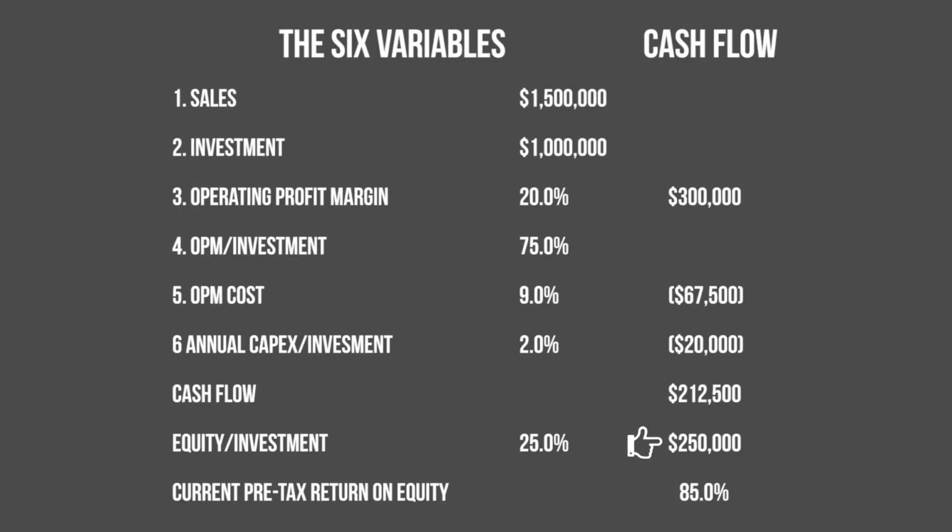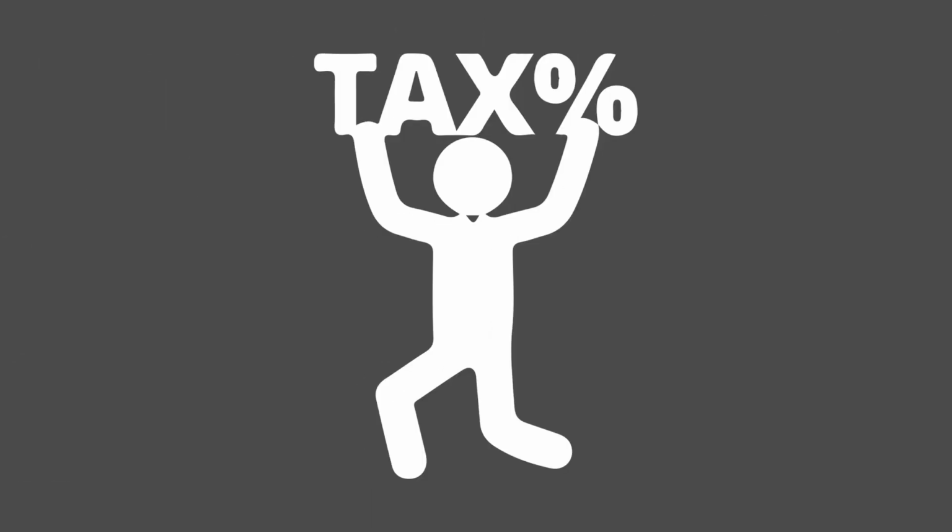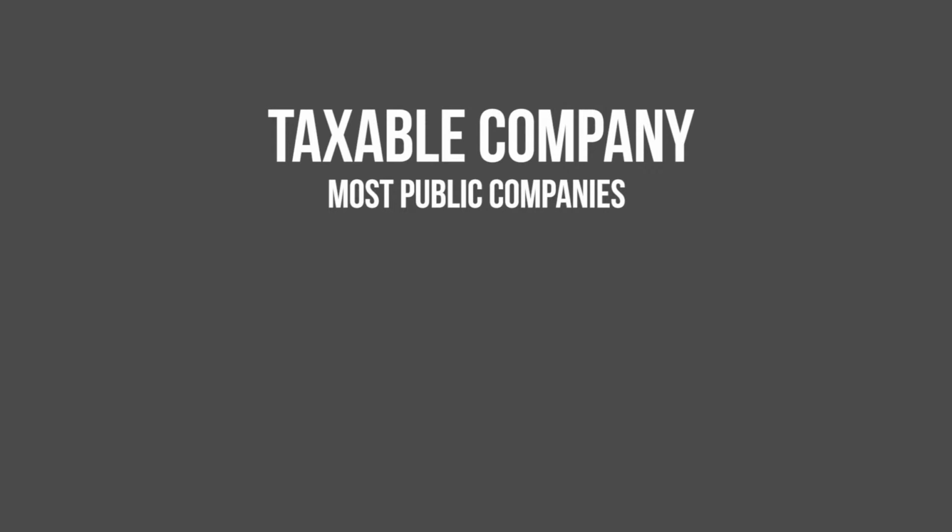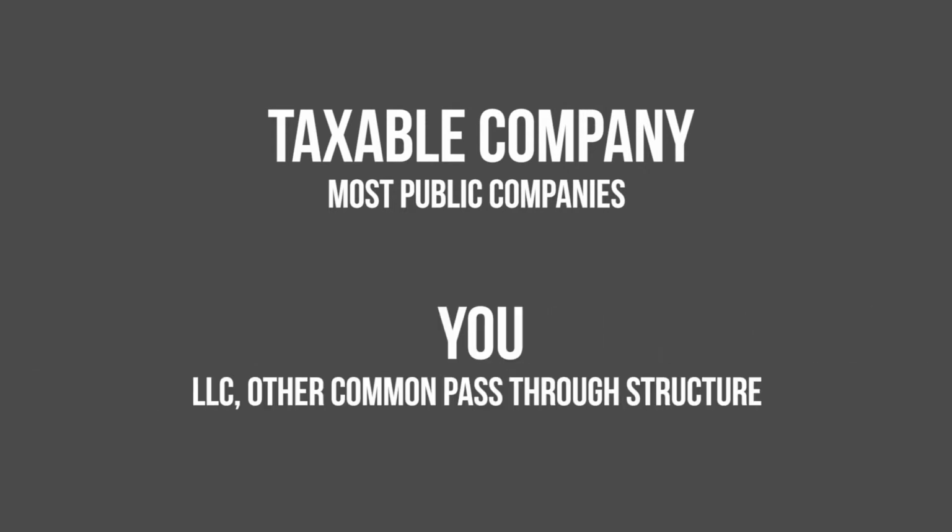Your investment was $250,000. Your pre-tax cash flow is $212,500, which is an 85% current rate of return. But here's the thing. Either you or the company is going to have to pay taxes on this income. The company, if you form a taxable company, which is what most public companies are, or you, if the company is formed using an LLC or other common pass-through structure.